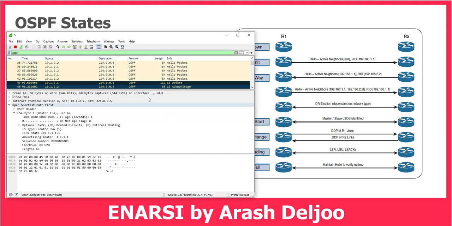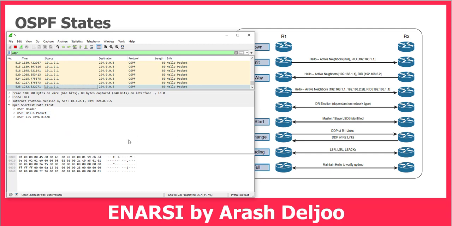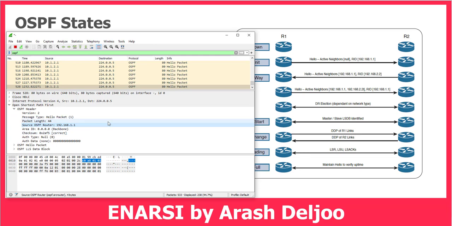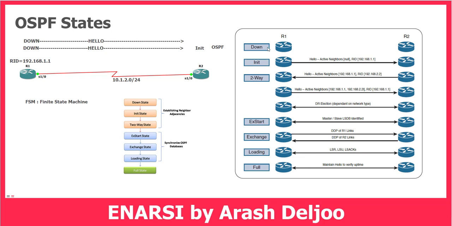Let me also show you the capture. This is our capture of this scenario. Here we have some hello packets from router 1. You can see in the OSPF header that the source OSPF router, meaning the router ID, is 192.168.1.1. But because router 2 doesn't have the OSPF configuration, we are residing in the down state. But when OSPF is enabled on router 2, router 2 goes to the init state. And then you know that router 2 should send its hello to router 1.